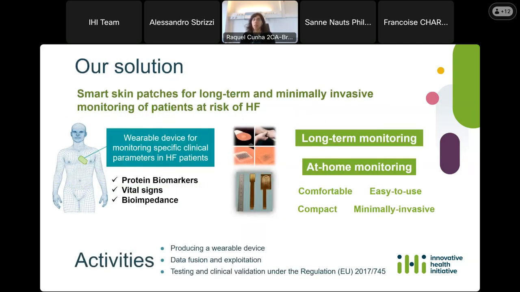Our solution is a smart skin patch designed for monitoring crucial clinical parameters in heart failure patients. Our wearable device will detect multiple protein markers like BNP, CA125, and others. From a clinical perspective, monitoring vital signs like heart rate and weight is crucial. Therefore, our device will include features like electrocardiogram, heart rate, and bioimpedance. This device, equipped with telemonitoring capabilities, enables long-term and at-home patient monitoring, ensuring convenience for the patient. The compact and easy-to-use wearable is also minimally invasive. The main activities of the project involve device production, multiple parameters data fusion and exploitation, testing and clinical validation under the medical device regulation. Next slide, please.